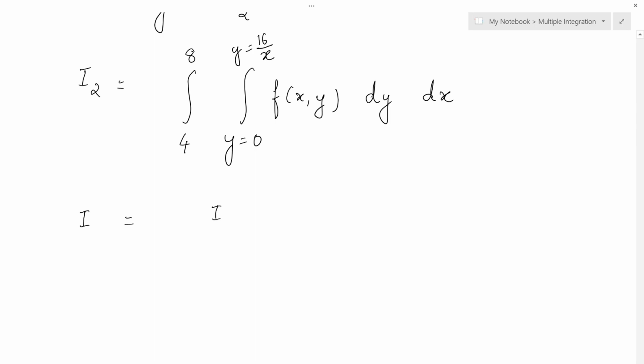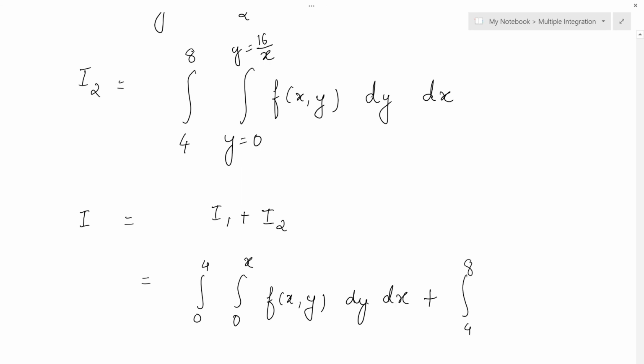So my final integration is I1 plus I2. So both the integrations, just add whatever we have got. So this will be I1 and 16 by x, f of xy, dy dx. This will be I2, which is my final answer. Right? Evaluation is not necessary since the function is not given.